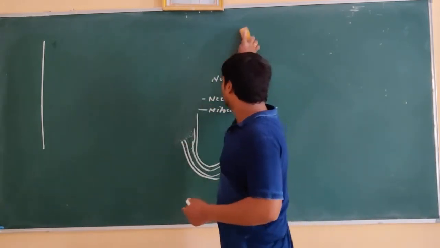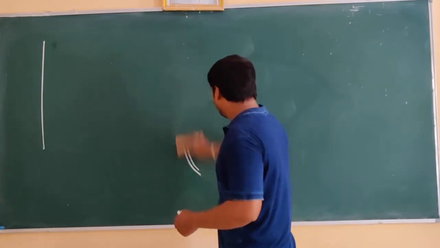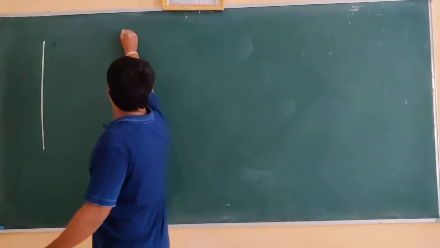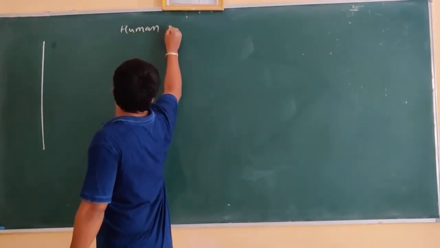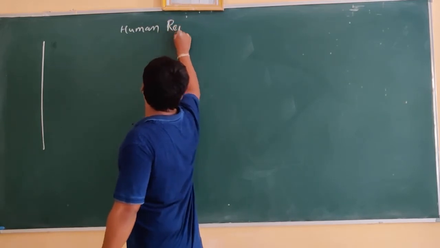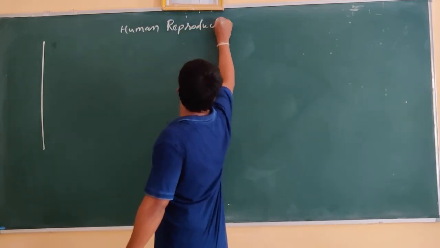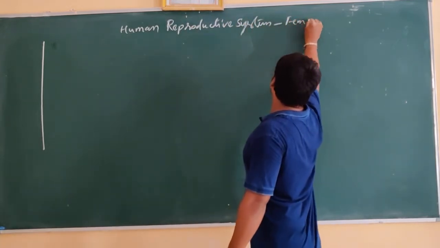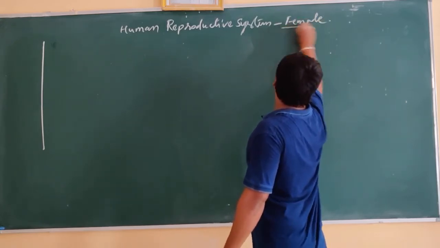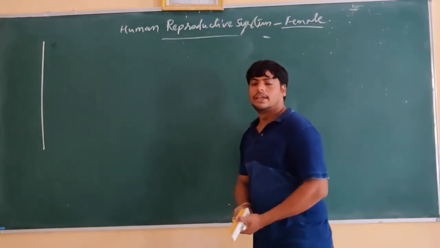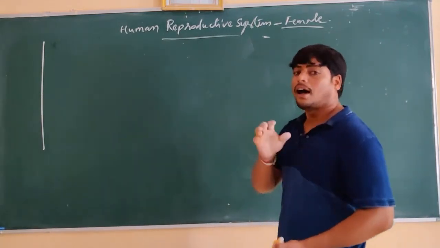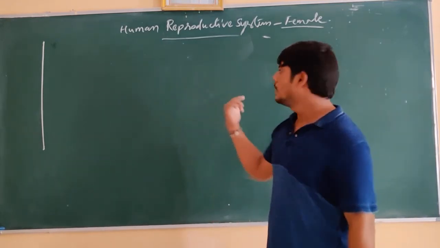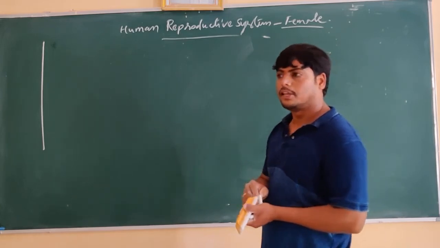Now we are going to discuss the human reproductive system in female. Under this concept, we are going to discuss what organs are present and what their functions are in the female reproductive system in human beings.